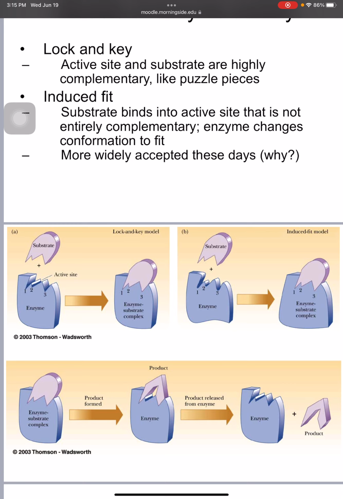Induced fit is more widely accepted because it is hypothesized that a true lock and key model would almost be too stable. The idea that as that enzyme and substrate bound each other, because they're highly complementary and fit together just like little puzzle pieces, it might be hard to continue the transformation of product and have that product released. So I think most people will say that the induced fit model is the more widely accepted one.